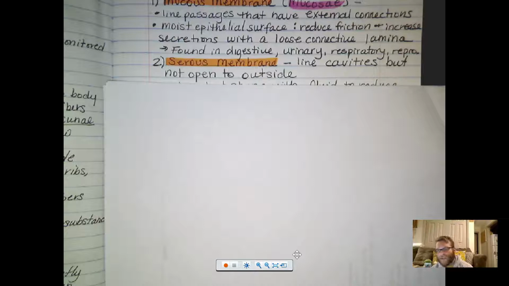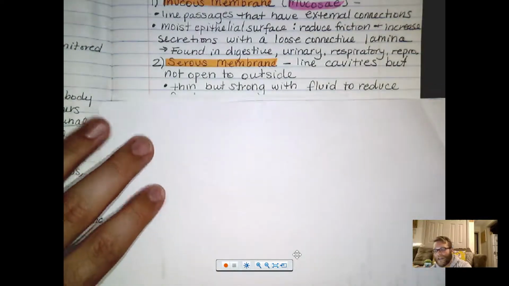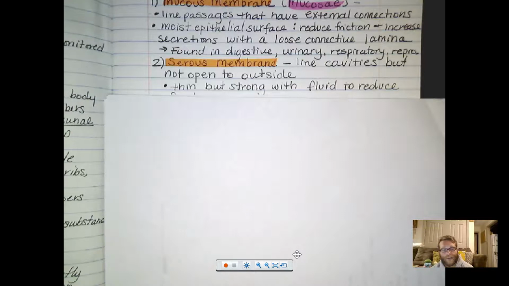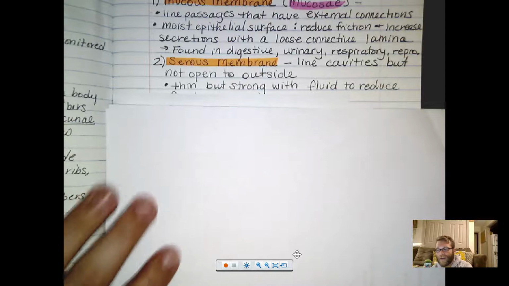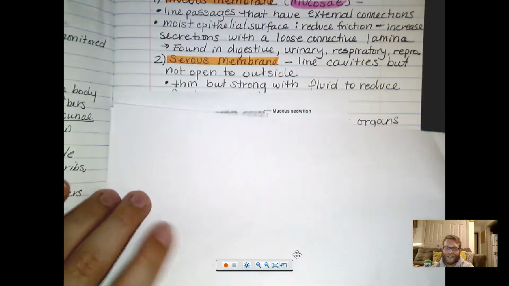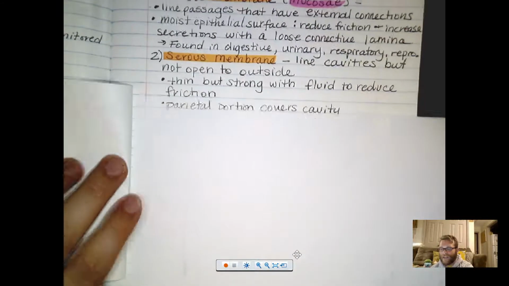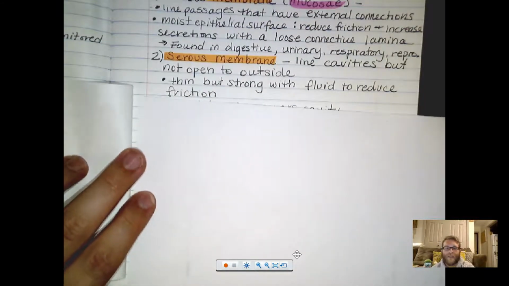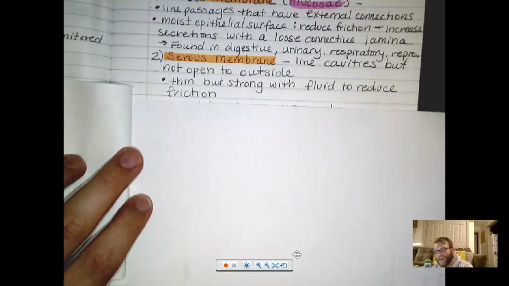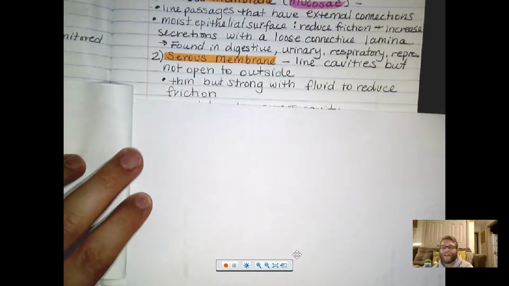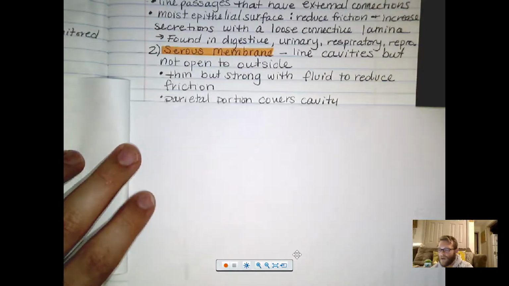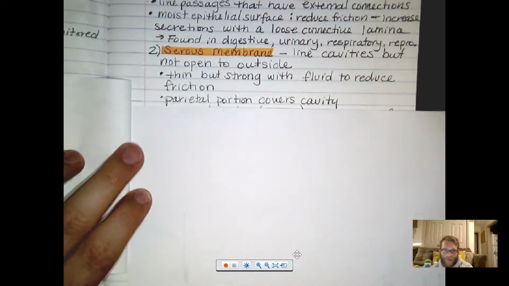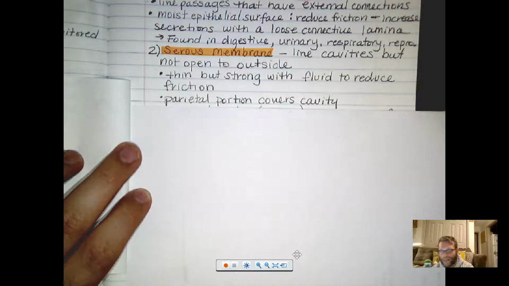Your serous membrane is very much like a mucous membrane in the sense that there is fluid around it to help reduce friction, but it's a lot thinner than what we're going to see with our other epithelium. Serous membranes are really thin, but really strong and dense. It's tough stuff, right? It's thin, but very strong. It does have a fluid coating like a mucous membrane, but it's more of a serous secretion. It's going to be a lot thinner, more watery.